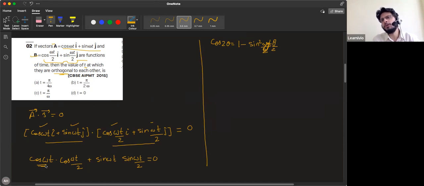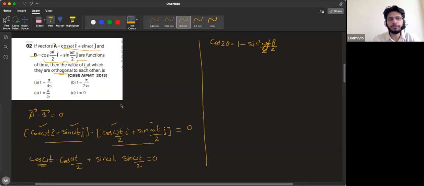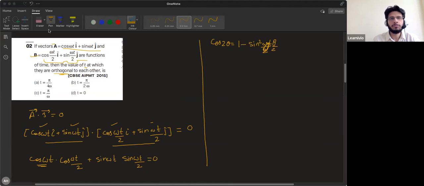Convert this cos omega t into sine omega t by 2, or try to convert this cos omega t into cos omega t by 2. Similarly, repeat the same thing here and check which option is correct. So it's 138. You have 2 minutes. Just solve it and tell me the final answer.